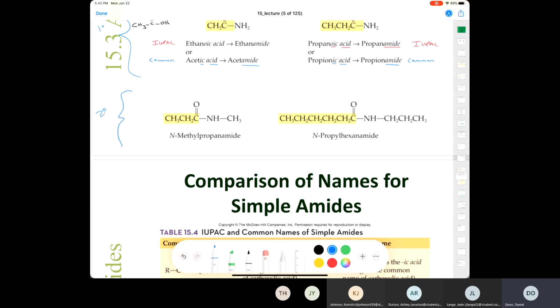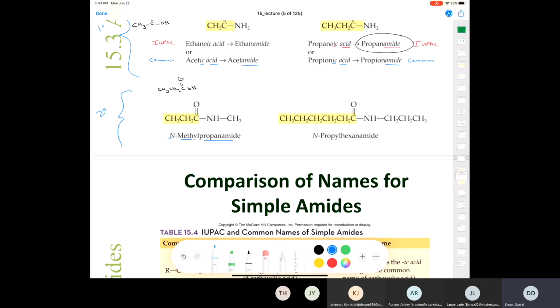Now, if I showed you this carboxylic acid, and we just looked at this 10 seconds ago, you would call that propanoic acid, right? Here it is, propanoic acid. Okay, well, if I have propionamide, okay, fine. So this is the propionamide portion. Now I've got a methyl group, but remember, we call it N-methyl. So this one would become N-methyl propanamide.